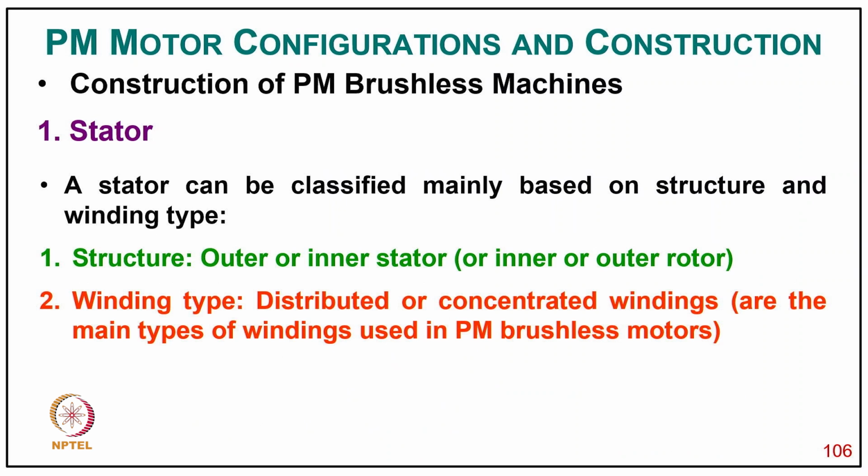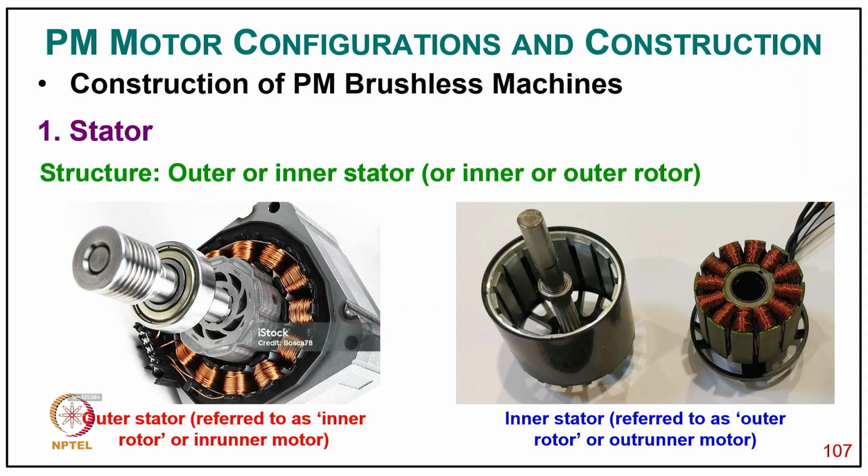And of course the stator can be classified mainly based on structure and winding. Structure: outer or inner stator, or inner or outer rotor, and winding type may be distributed or concentrated winding, the main winding types used in permanent magnet motors. You can just see here the structure, outer or inner stator: how the inner stator looks on the right side and the outer stator on the left side.